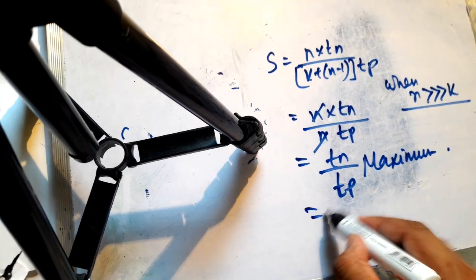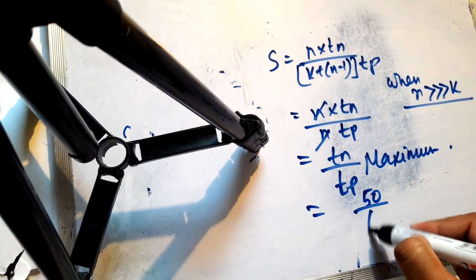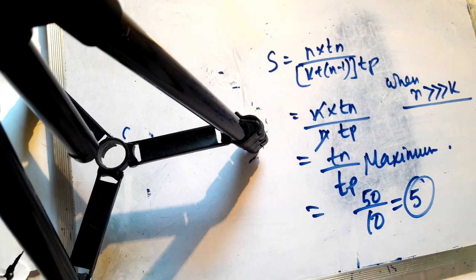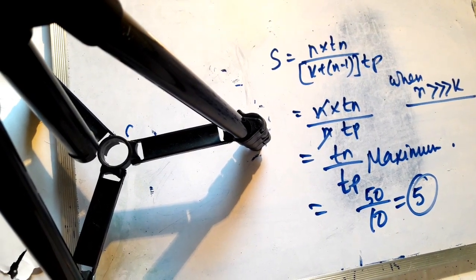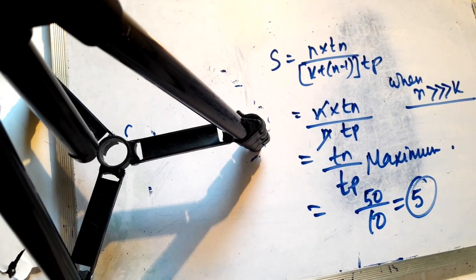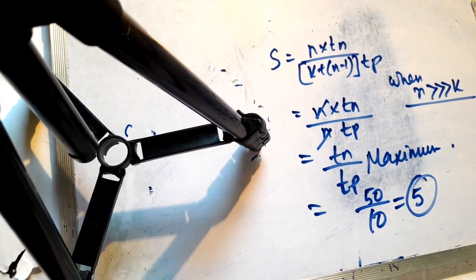Now from the question, Tn is 50 and Tp is 10, so the maximum speed up can be 5 from the above problem. So this is the speed up ratio, and space time diagram, two very important topics from the pipeline system.